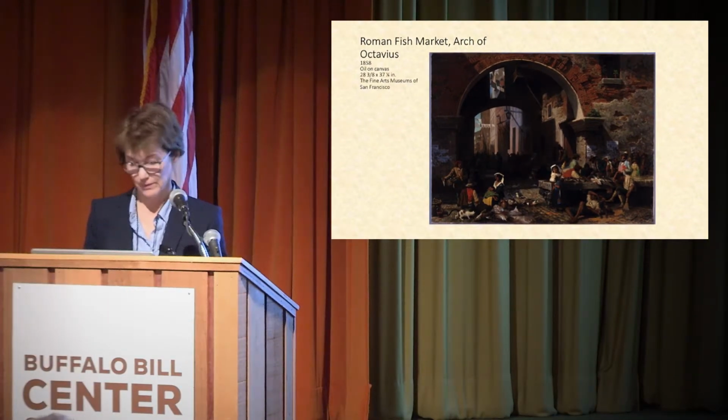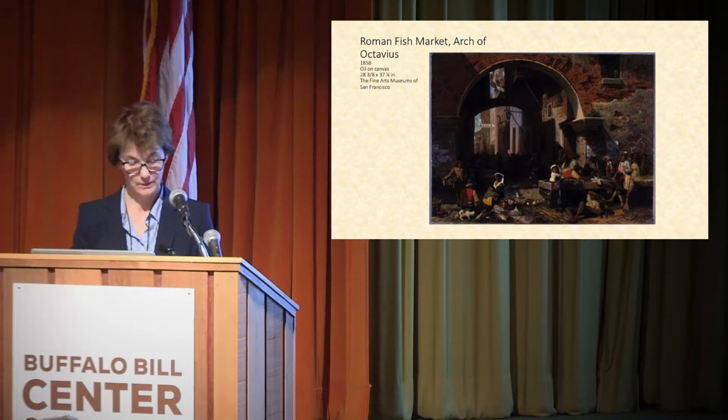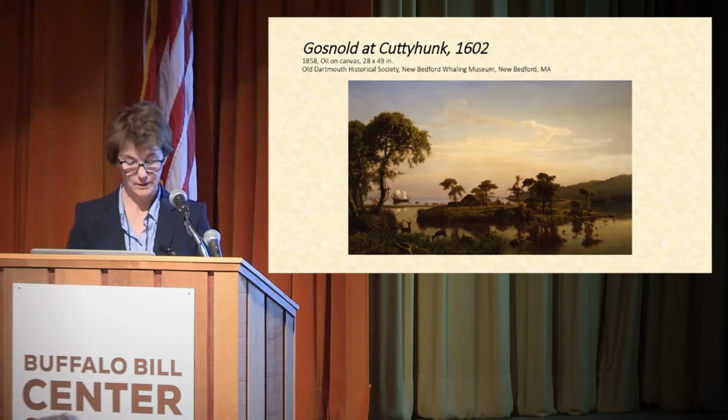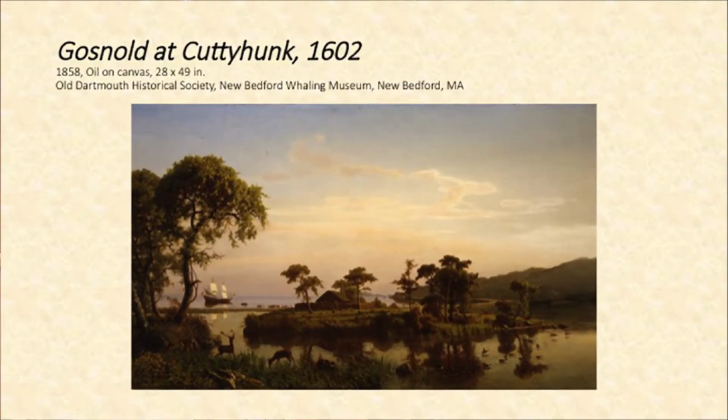In 1857, Bierstadt returned to the United States and continued to paint European scenes along with East Coast landscapes. Where animals are included in the finished oils, they are small and subordinated to the landscape. For example, in Gosnold at Cuttyhunk 1602, several deer appear in the foreground and waterfowl are depicted at the lower right. This is a history painting.